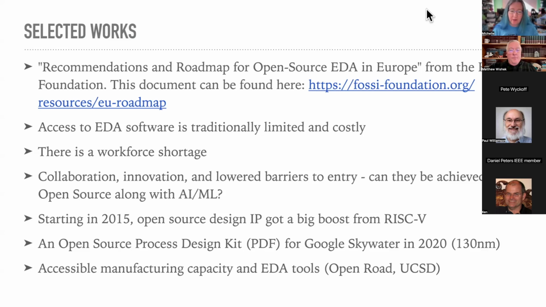Also, accessible manufacturing capacity. So, we can talk about tools and design kits and IP, but when we actually want to turn the math into molecules, that's a big bottleneck too. But we have seen some accessible manufacturing capacity come about because of open source work from, for example, the OpenROAD project at UCSD. So this affects the manufacturing capacity as well as EDA tools, open source EDA tools.